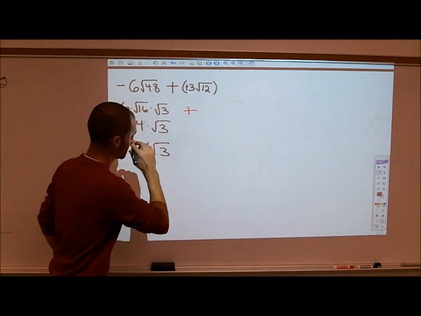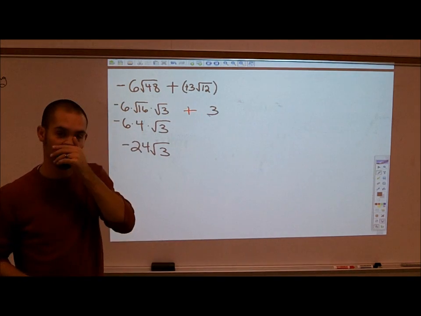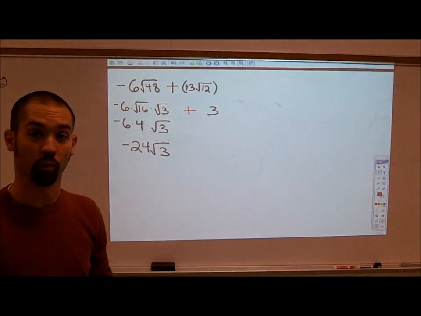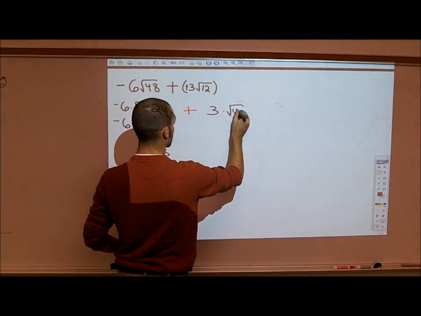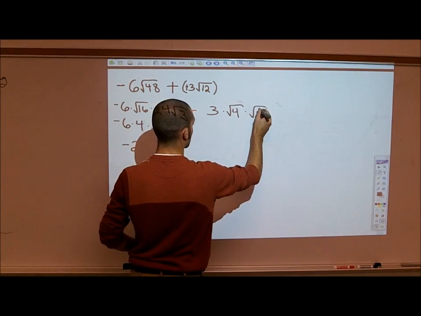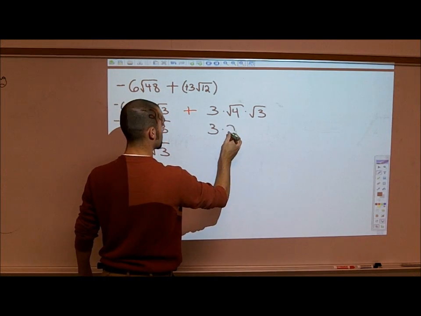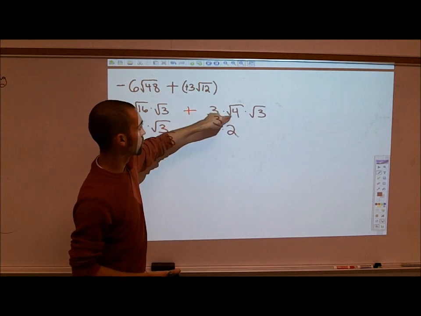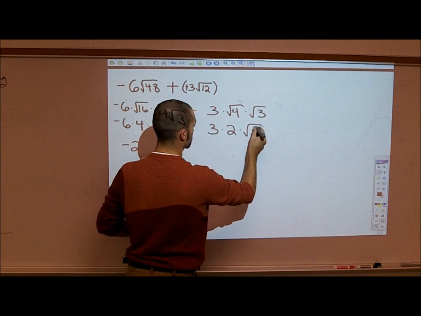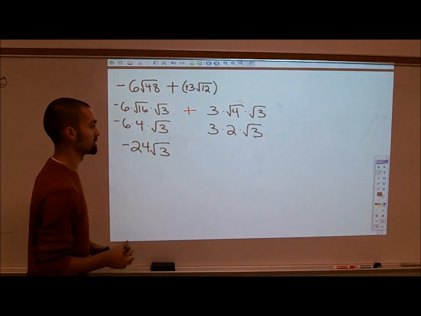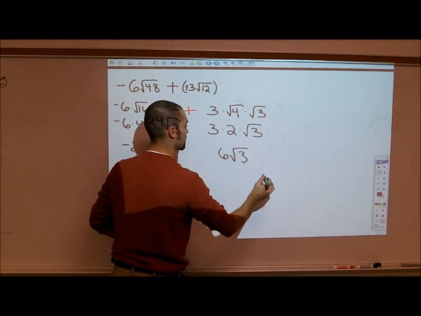Okay? So I have 3. I'm looking to break down the square root of 12. Well, 12 is not a perfect square. However, 4 is, and it goes into 12. 3 times the square root of 4 times the square root of 3. Well, the square root of 4 is 2. And again, when I use the square root on the 4, it disappears. That's why we get the 2. Times the square root of 3. Well, we can do 3 times 2. That's 6. So 6 square root of 3.